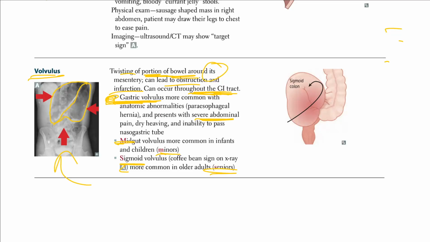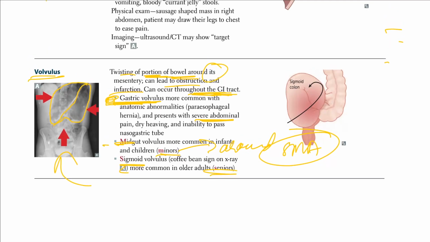And midgut volvulus is going to be around that midgut. It has twisted around your SMA. Remember, the midgut is supplied by the SMA. So the SMA is the main thing for it. Yep, that's pretty much what we have for this volvulus.